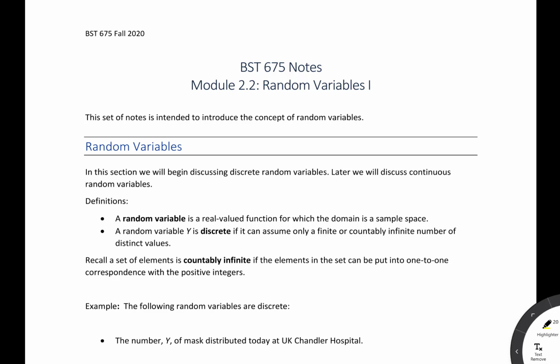In this set of notes, we're going to look at the concept of random variables. A random variable is a real valued function for which the domain is the sample space. So we're going to go back to that idea of sample space that we saw last time. And a random variable Y is discrete if it can only assume a finite or countably infinite number of distinct values. Just to recall, a set of elements is countably infinite if the elements in the set can be put into one-to-one correspondence with the positive integers.